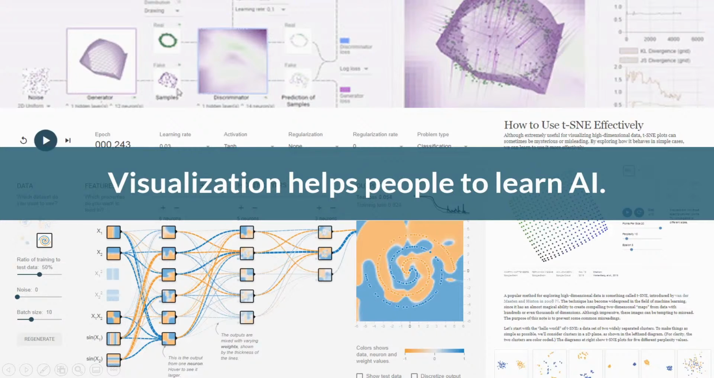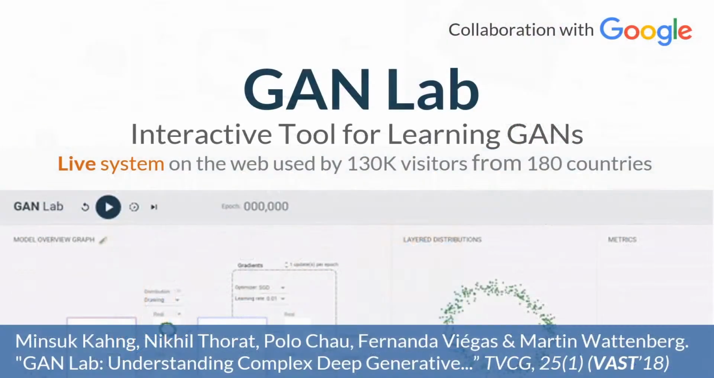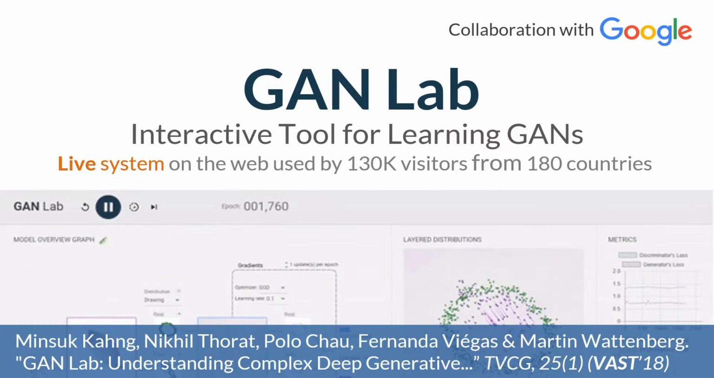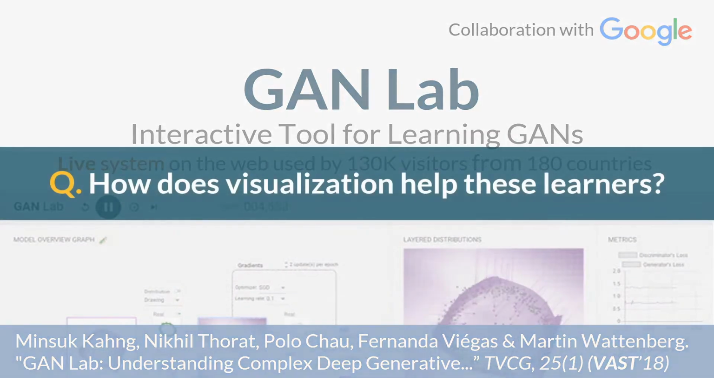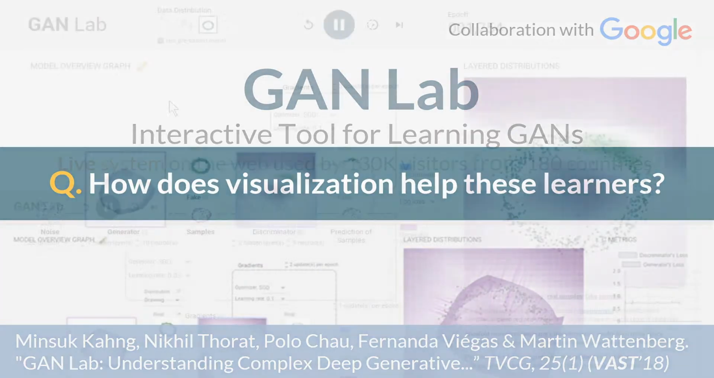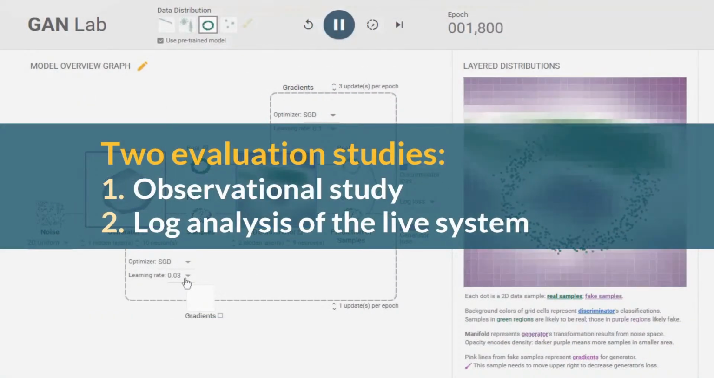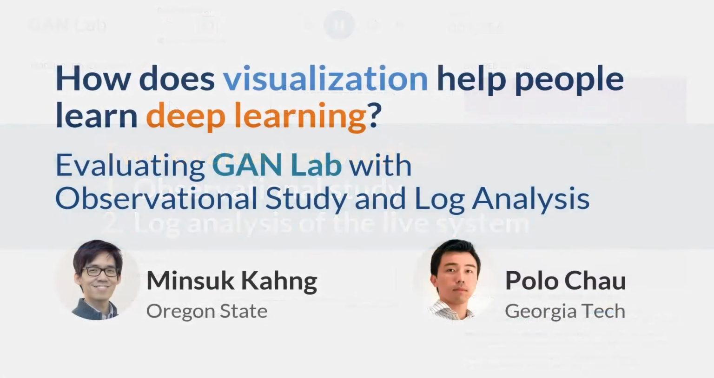VIS has been successfully helping not only experts but also people who want to learn about AI. At VIS 2018, we presented GANLab, an interactive tool for learning about a deep learning model called GAN. But how does VIS help these learners? We conducted 2 evaluation studies, including log analysis of our demo used by over 100,000 people. We will be sharing our findings with you.